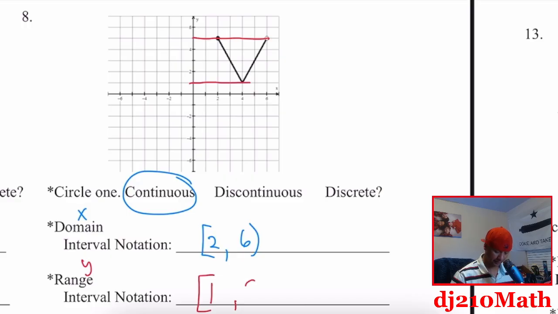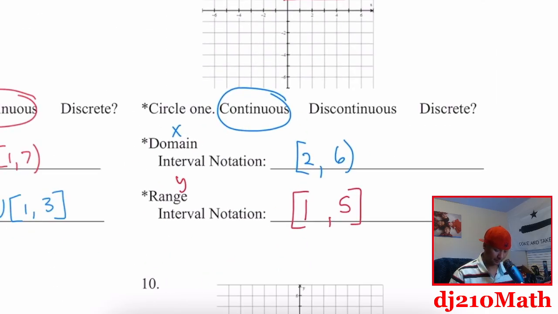Comma 5. Again, closed circle, open circle. Closed circle gets priority. So bracket. All right. Moving right along.